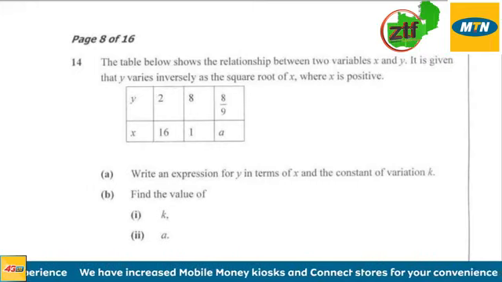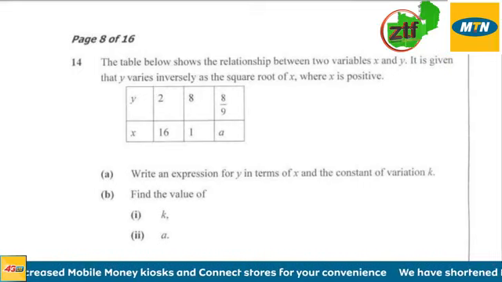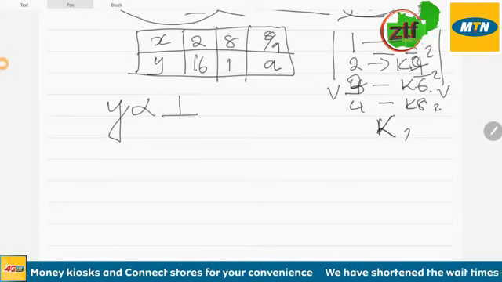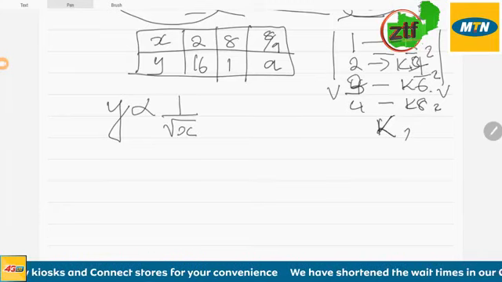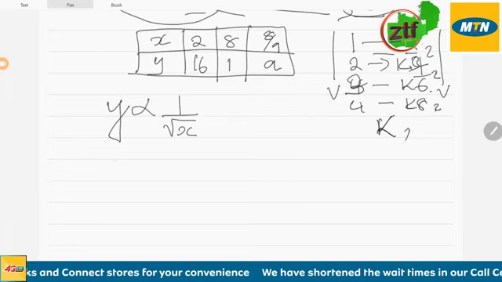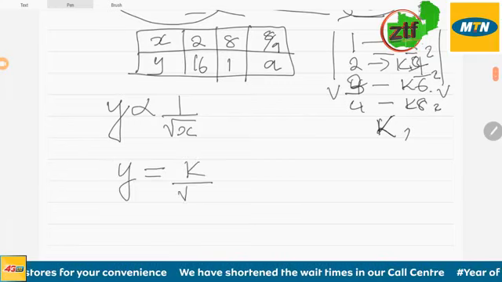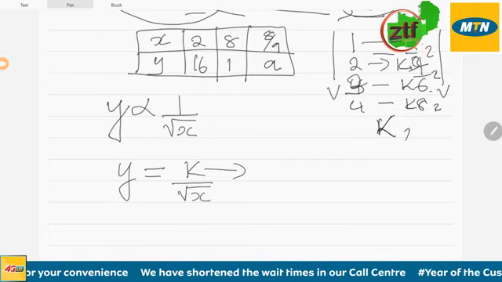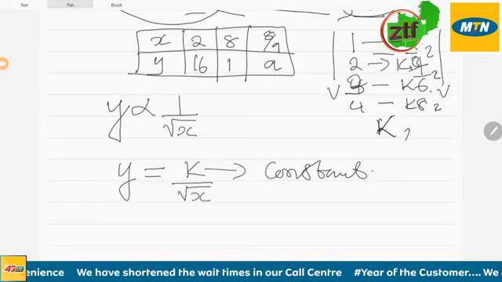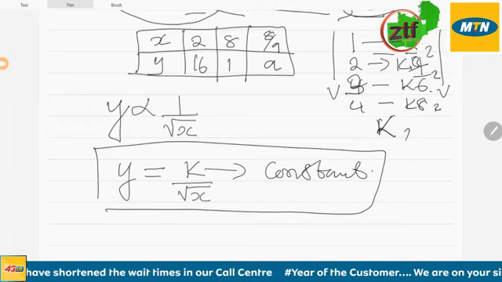So let's look at it now. They just want us to write an expression in this case of y. So since they are varying inversely, we're saying y varies as 1 over the square root of x. So since they're in inverse variation, we're going to say y equals k over the square root of x, where k is the constant of proportionality. Right, I guess you get it now. So this is what they're expecting us to do in question part A.